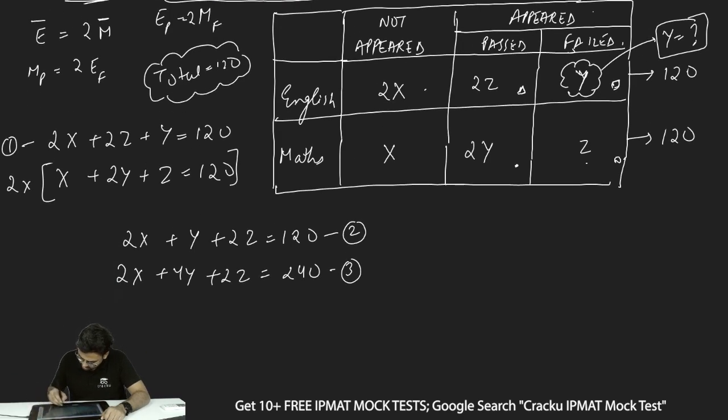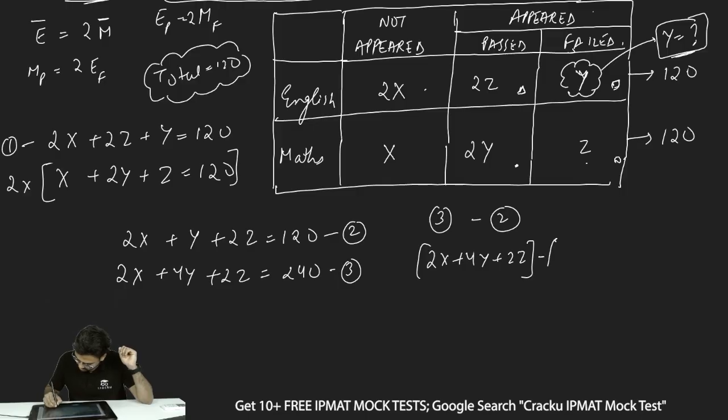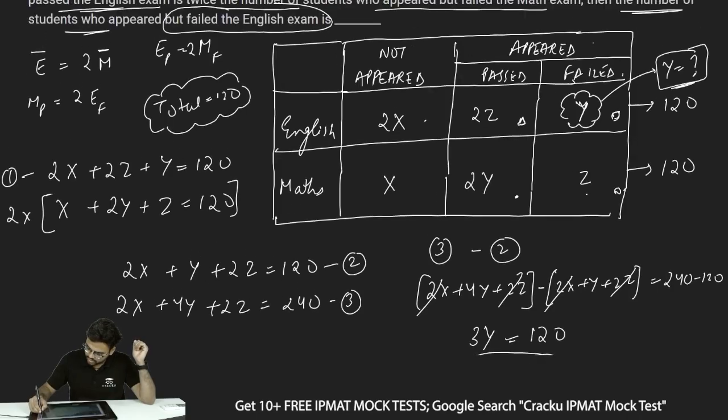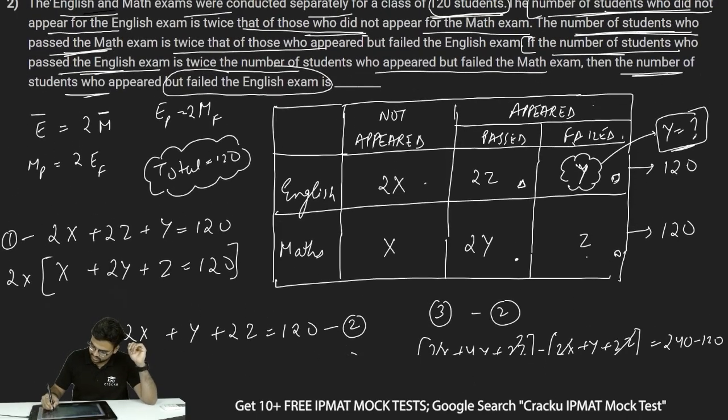What I'll do is perform the operation equation 3 minus equation 2. I need the value of y, and I have to eliminate the x and z variables. Now if I'm performing operation 3 minus 2, 2x and 2x will be cancelled. So I can write 2x plus 4y plus 2z minus 2x plus y plus 2z is equal to 240 minus 120. This 2x gets cancelled, this 2z gets cancelled, and ultimately I'm left with 3y is equal to 120, or I can say y is equal to 40. Therefore, the number of students who appeared but failed the English exam, which is y, will be 40.